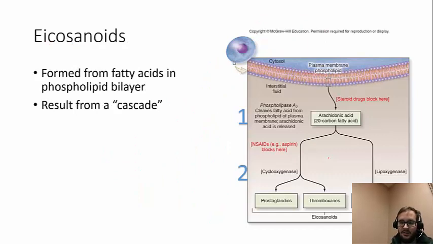So a different or special type of local hormone is called an eicosanoid. And eicosanoids are important. These are going to be formed in the phospholipid bilayer of your cells, and this is going to be what helps give you or make you feel pain.